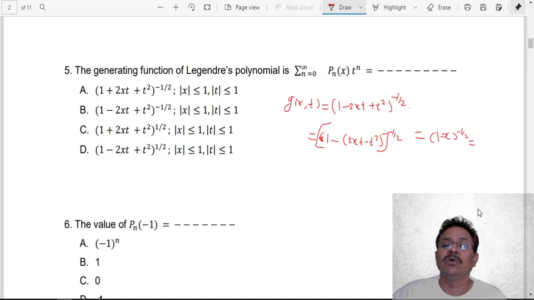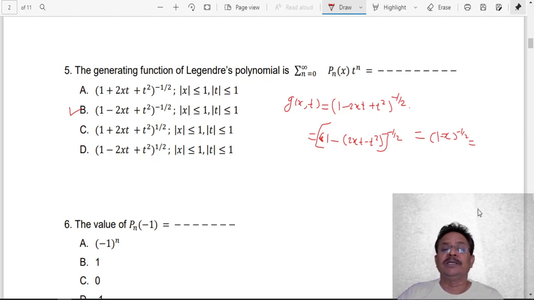Using this expansion we go for another expansion of this term, and in this expansion the coefficients we are getting with the power t raised to n give a series in t^n with coefficients P0(x), P1(x), P2(x). These are nothing but the Legendre polynomials again. Therefore we have to remember the generating function for the Legendre polynomial is this. So B is the correct answer: (1 - 2xt + t^2) raised to minus half.